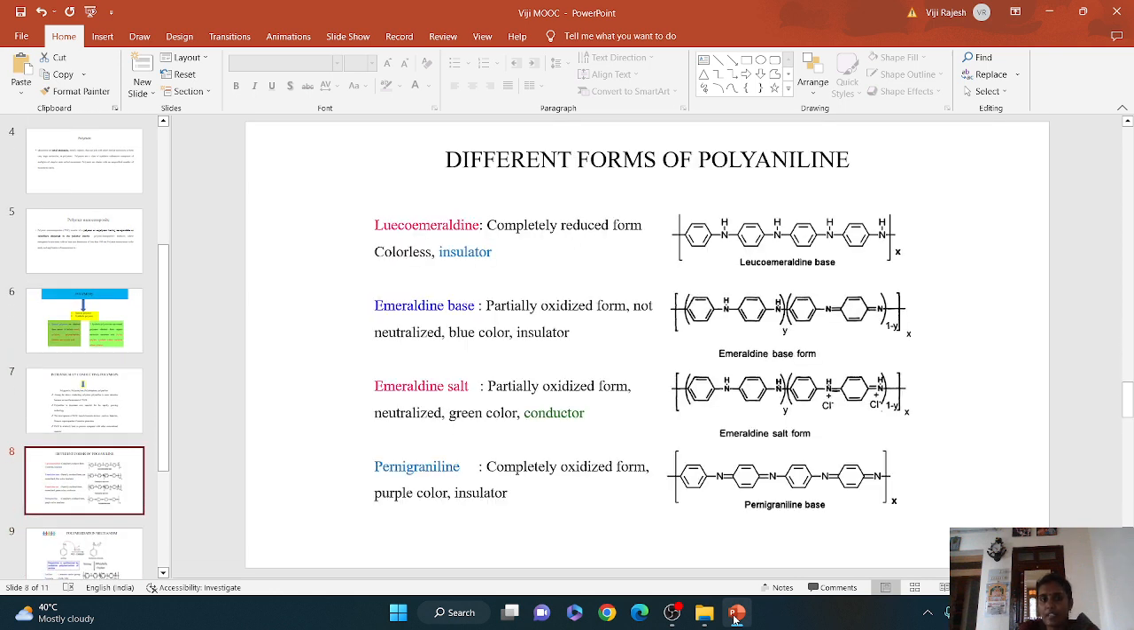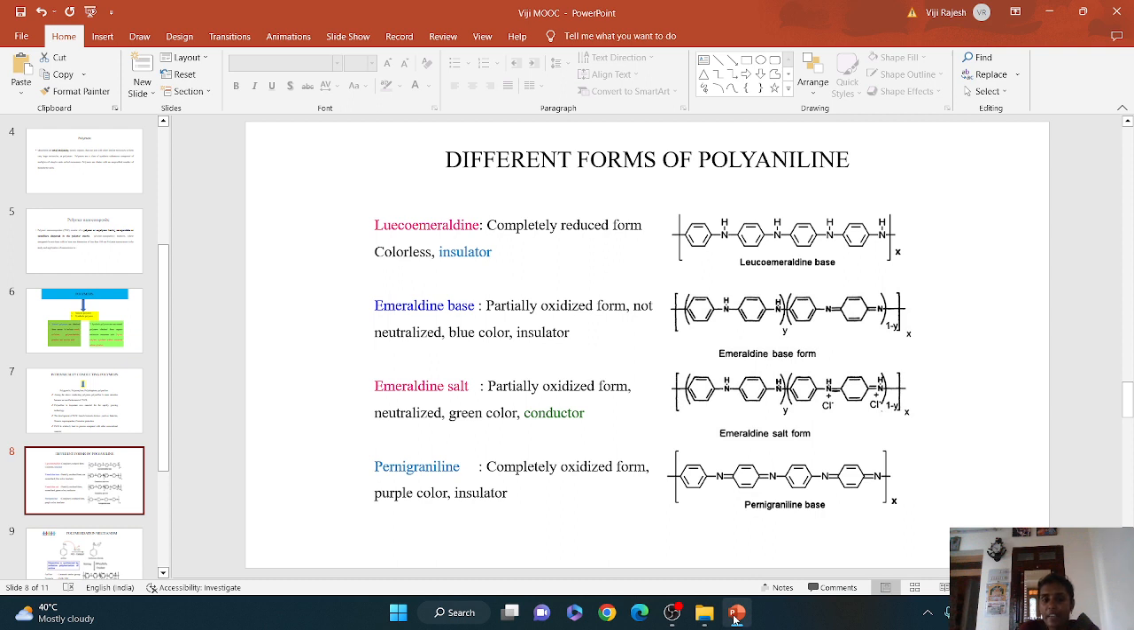Different forms of polyaniline. Polyaniline has various forms. The first one is leucoemeraldine. The completely reduced form of aniline is called leucoemeraldine. It is colorless, and this type of material is an insulator. The next one is emeraldine base. This is a partially oxidized form of aniline, not neutralized, blue in color. This is also an insulator. The next one is emeraldine salt. It is a partially oxidized form, neutralized, green in color. It is a conductor. The next one is the completely oxidized form.